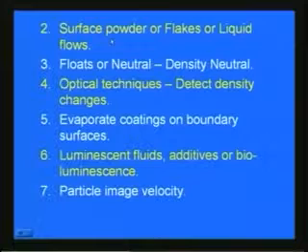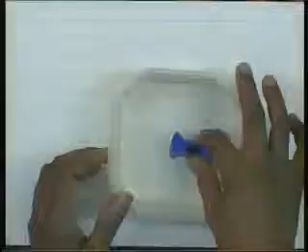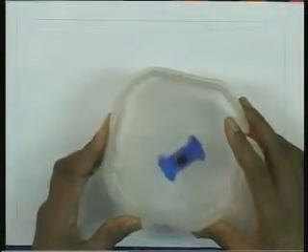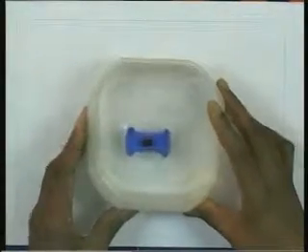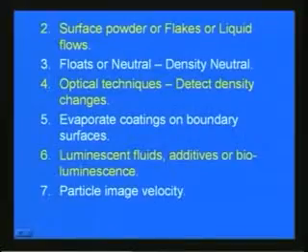And then we can use surface powder or flakes or liquid flows. So here you can see that in this container, or if there is an open channel and the flow is flowing, then you can use some flakes or some floating material, and then you can see how it is moving. That is the way we can observe the fluid movement, either using surface powder or flakes or liquid flows. And then another technique is called floats, as we have already seen here, or density neutral floats can be used for flow visualization.